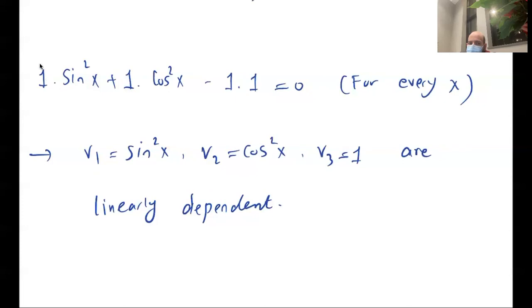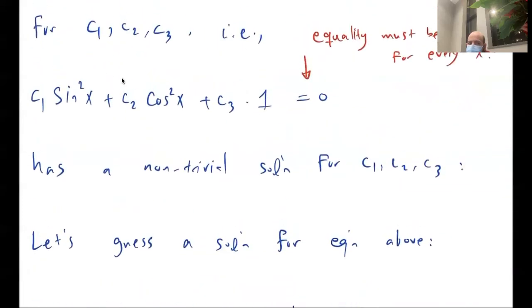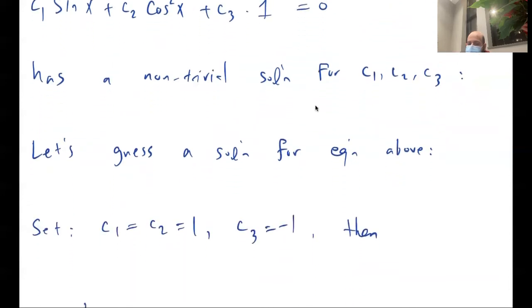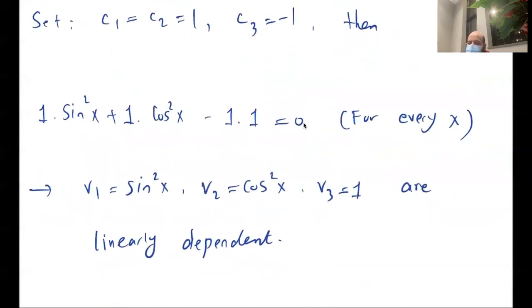We found out that if we set C1 to be 1, C2 to be 1, C3 to be minus 1, then C1 V1 plus C2 V2 plus C3 V3 is 0 for every x, meaning the left-hand side is equal to constant function 0. So that means our vectors are linearly dependent.